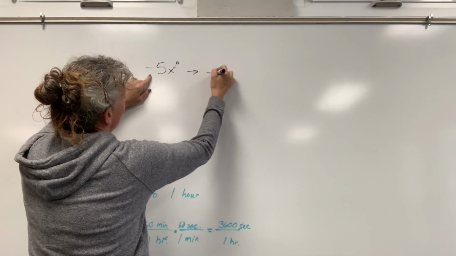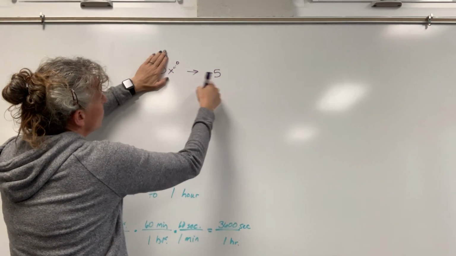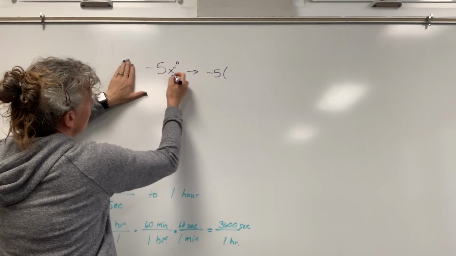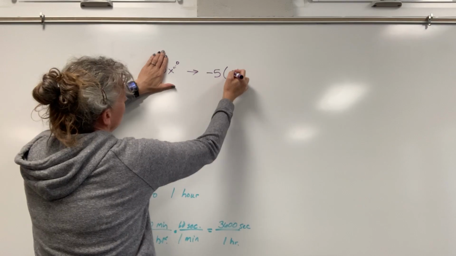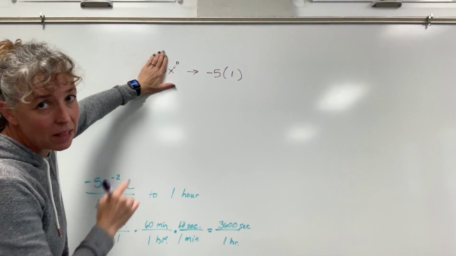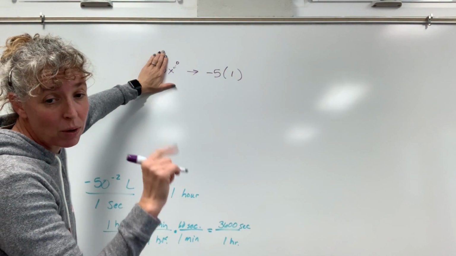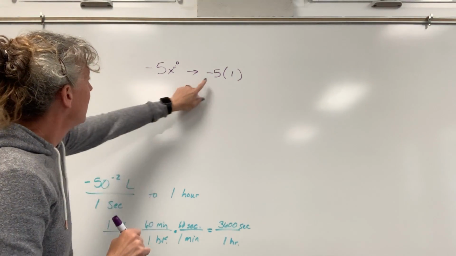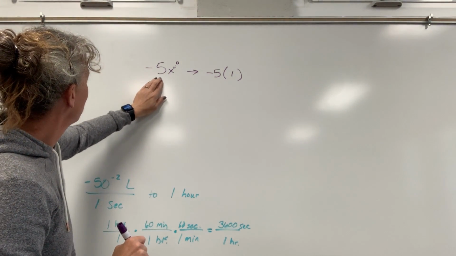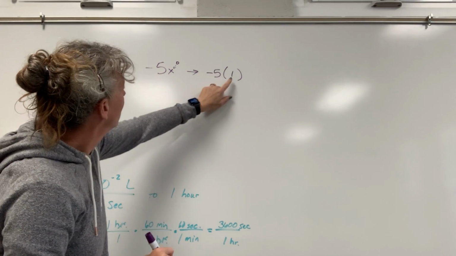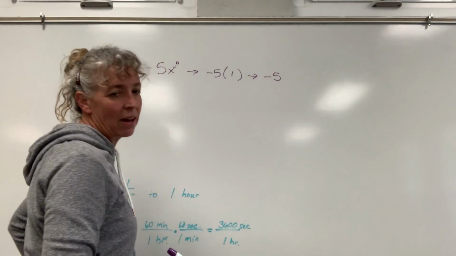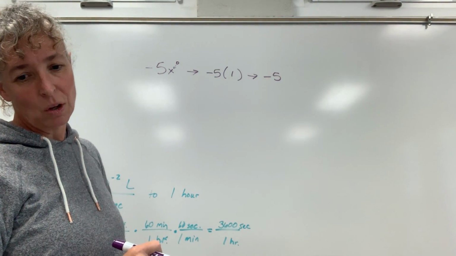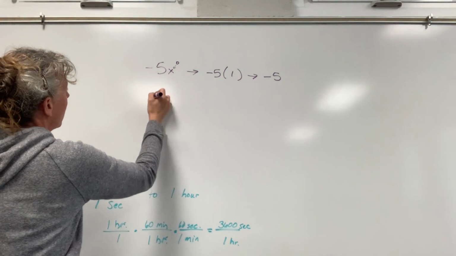So we have negative 5, and then it's supposed to be times, right? Because they're right next to each other. Well, x to the 0 power is simply the number 1. Anything to the 0 power is just the number 1. So now I have negative 5 from this part, because nothing happened to that yet, times 1. Well, negative 5 times 1 is negative 5.